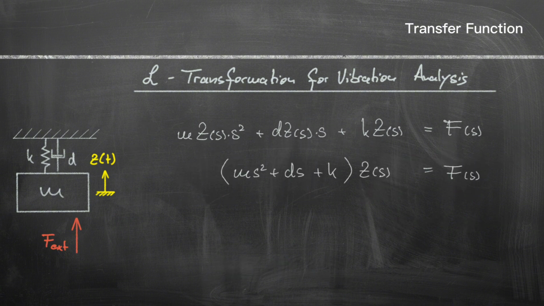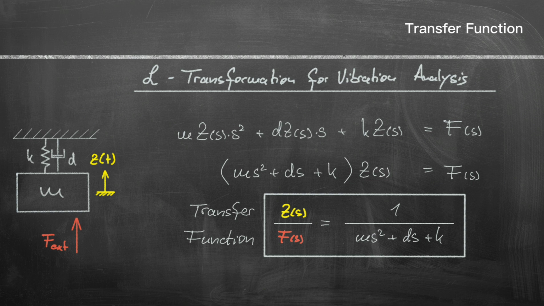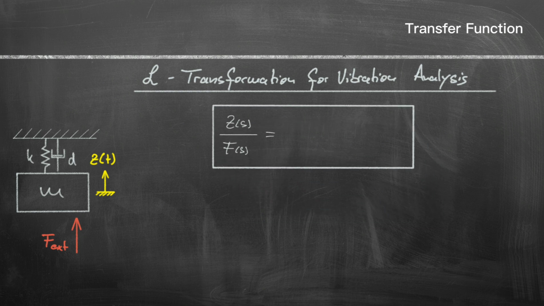If we factor out z of s from the equation and rearrange it, we obtain a relationship between the output quantity z and the input quantity f in the so-called frequency domain. This ratio is called the transfer function. It generally describes how an input signal is transmitted to the output quantity and represents the complete description of a linear dynamic system. This transfer function is usually denoted as g of s, where the complex variable s is equal to j omega.